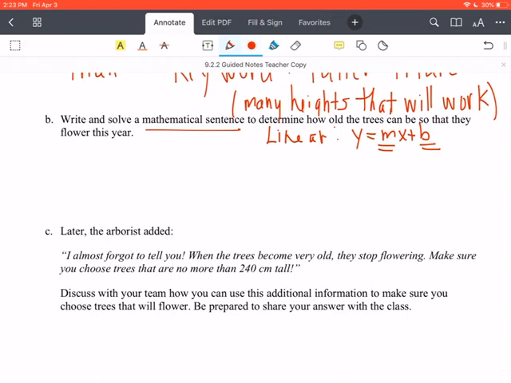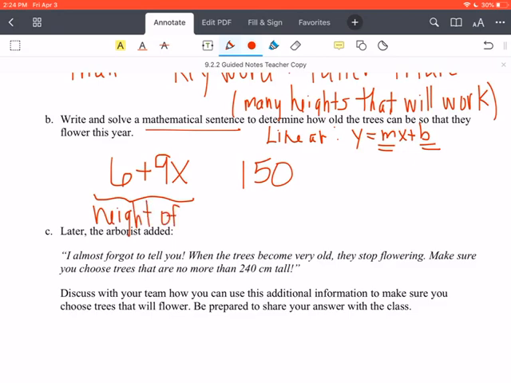So if we think about describing the growth of the tree, hopefully you are agreeing with me that we're going to start at 6 centimeters, and each year they are going to grow 9 centimeters, so let's let x represent the number of years. And we want to compare this height of the tree to being 150 centimeters, but we want the height of the tree to be what compared to 150? We want the height to be greater than 150. So this is the inequality.